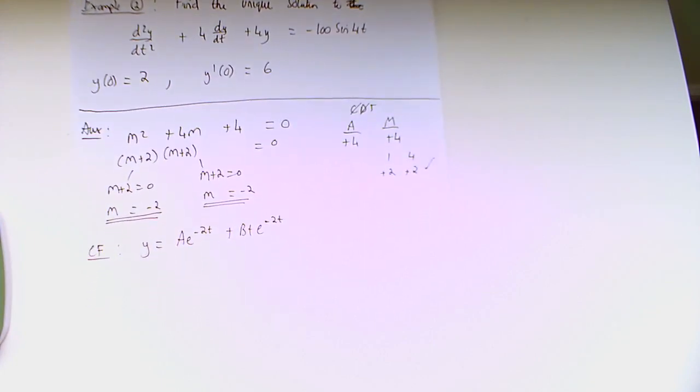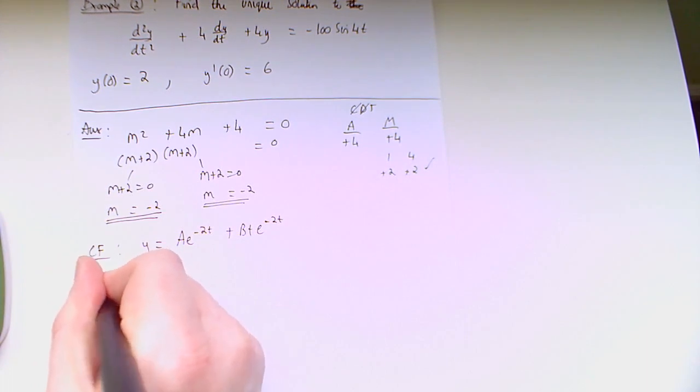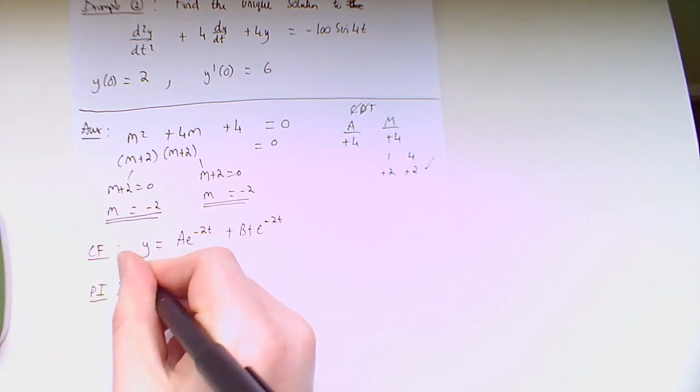Right, so next thing, we need to find our particular integral. So again, we need to find our trial function.